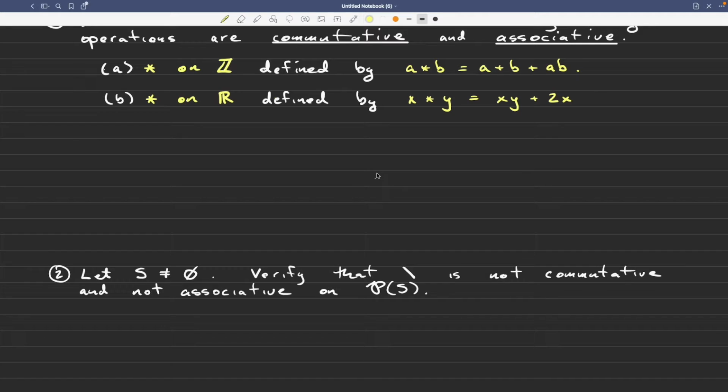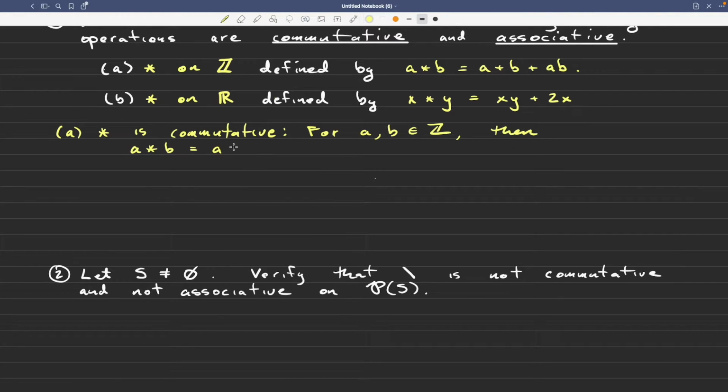Okay, so let's take a look at part A. So part A is commutative, and the proof of that is that if you take any old A and any old B in the integers, then you see that if you do A star B, well, by definition, that's A plus B plus AB. But because we know multiplication and addition are both commutative on the integers, then I could rewrite this as B plus A plus BA, which is exactly what B star A would be.